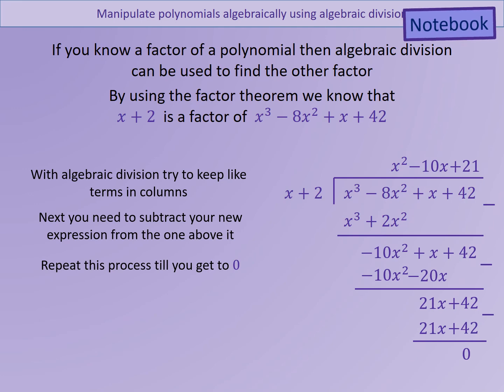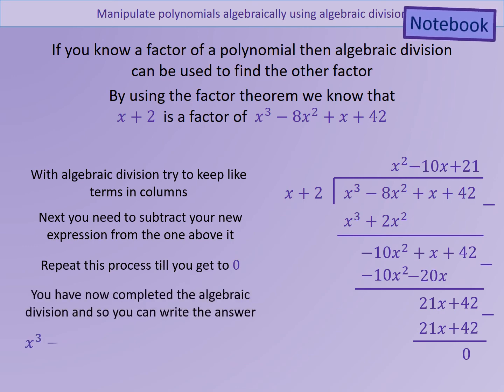And if you remember our presentation from a while back on factor theorem and remainder theorem, if I had replaced x with -2 into the cubic, then that would also be a way of finding the remainder. But that method doesn't give us the x squared minus 10x plus 21 quotient that this method does. So we can now say that the cubic that I was given to start with is equal to x plus 2, and then I have my quadratic factor as well.